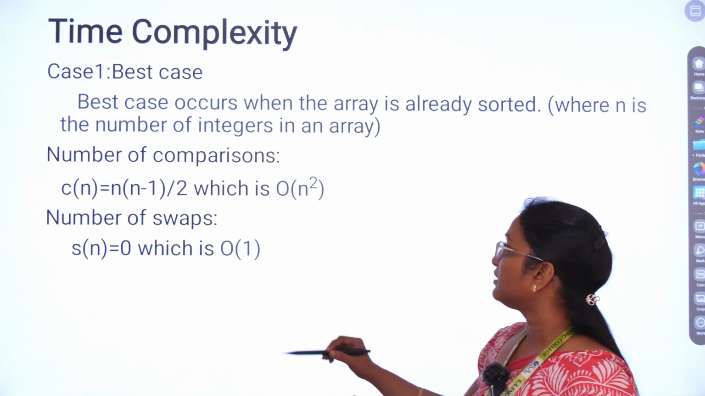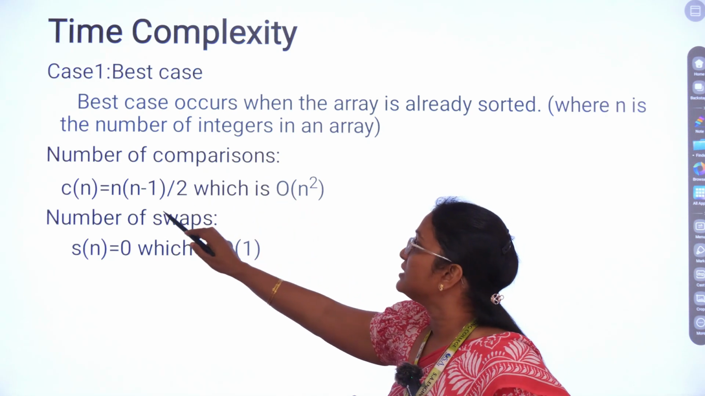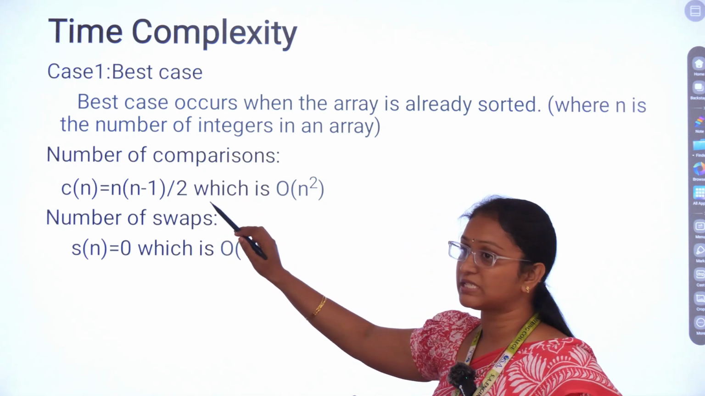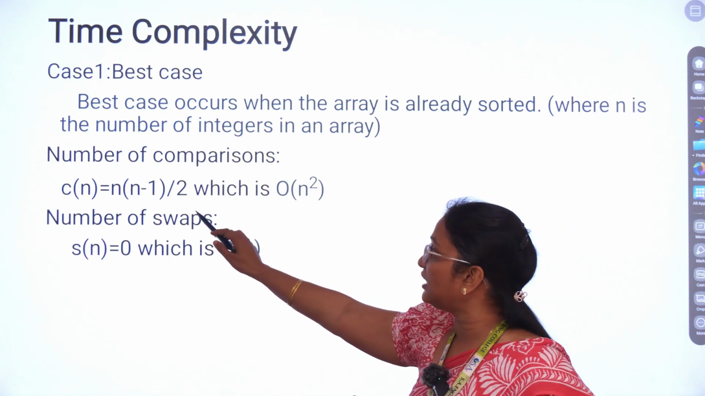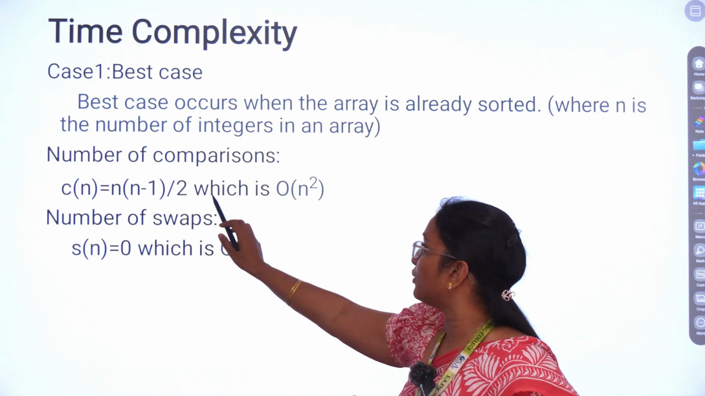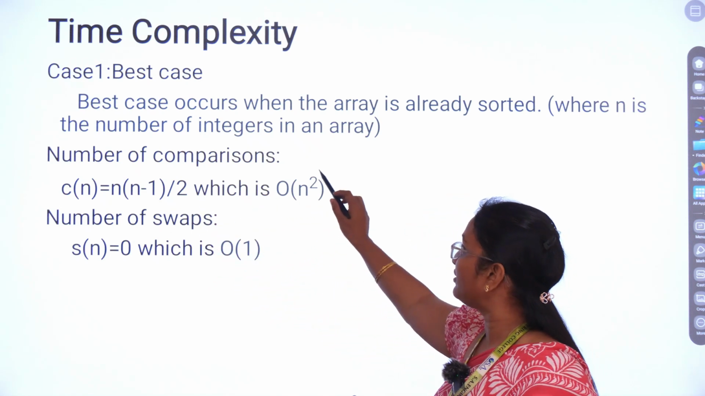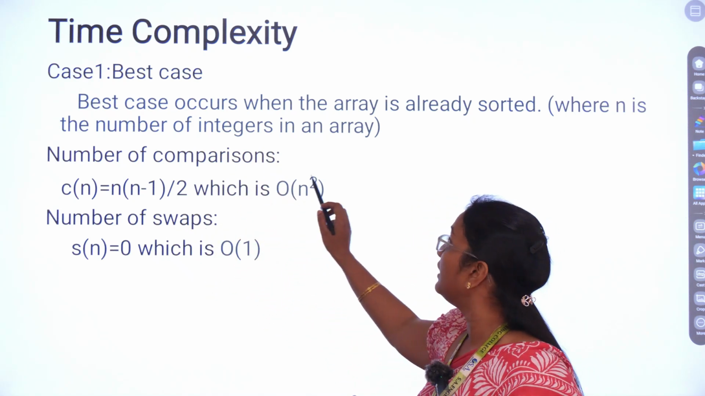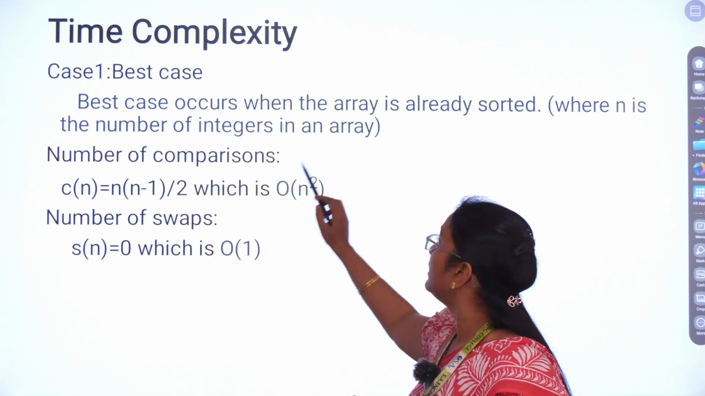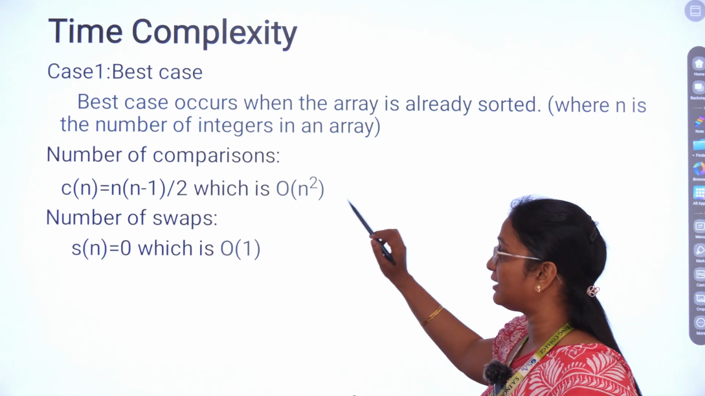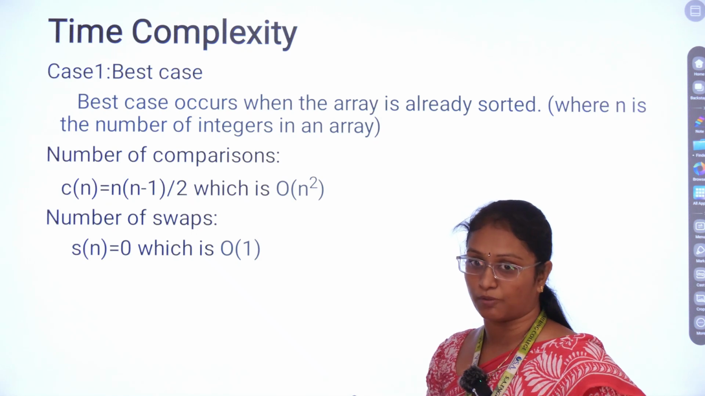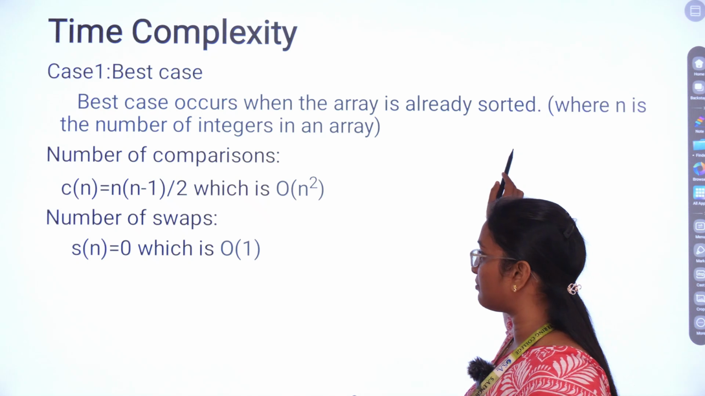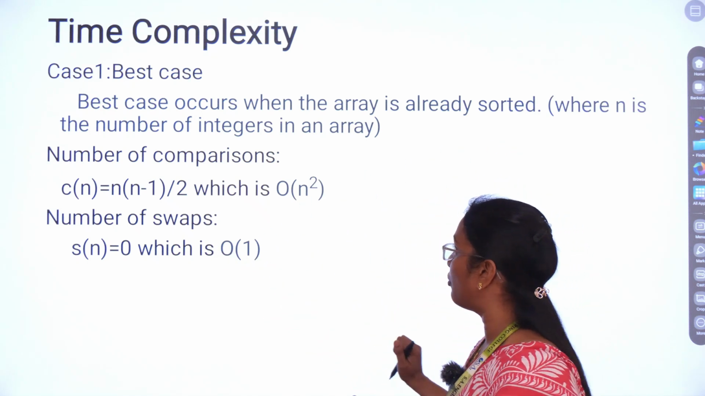For this, the number of comparisons, C of n, is equal to n into n minus 1 divided by 2. Already we saw this in the time complexity. This is the sum of n natural numbers, which is in the order of n square. How many swaps occurred in the best case? It is 0, because the input is already sorted, so we did not need any swapping operations. So which follows an order of 1.